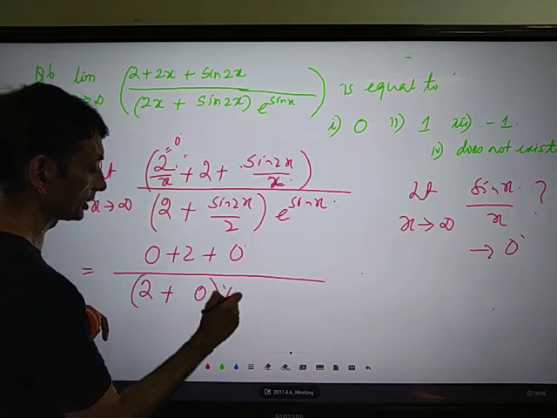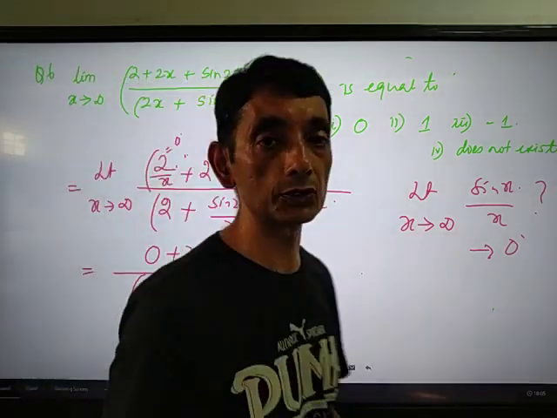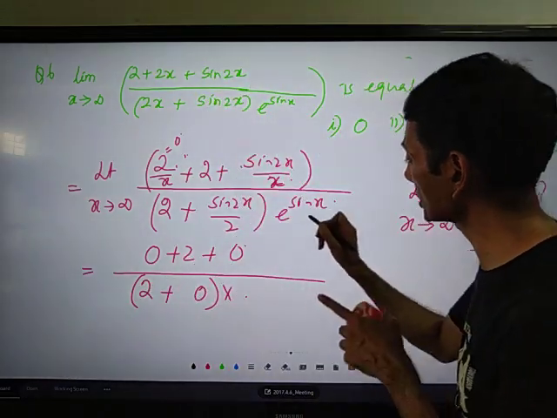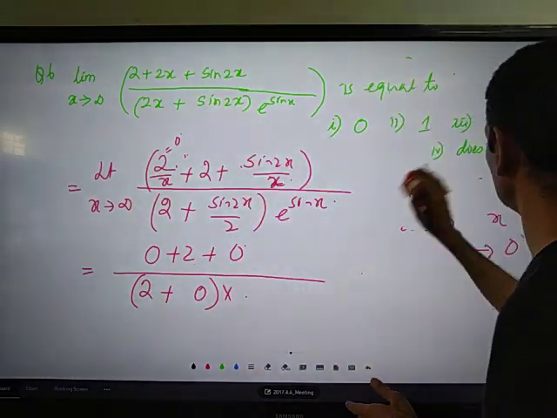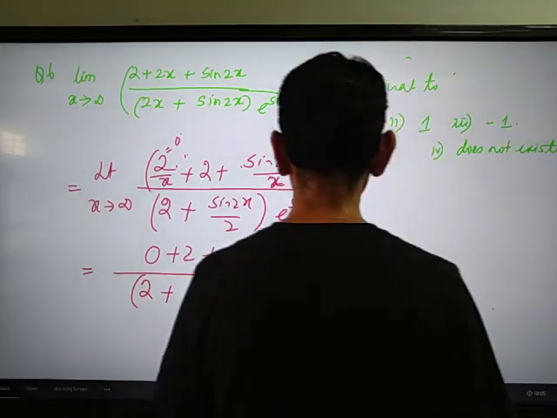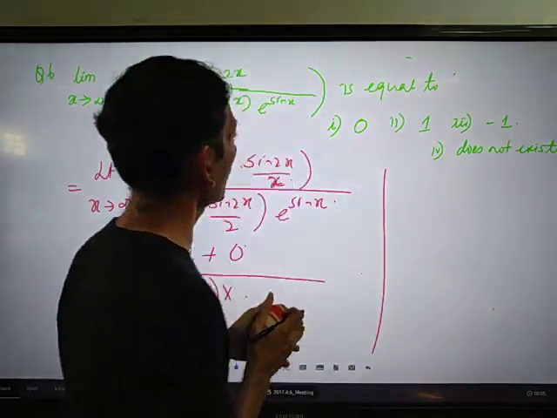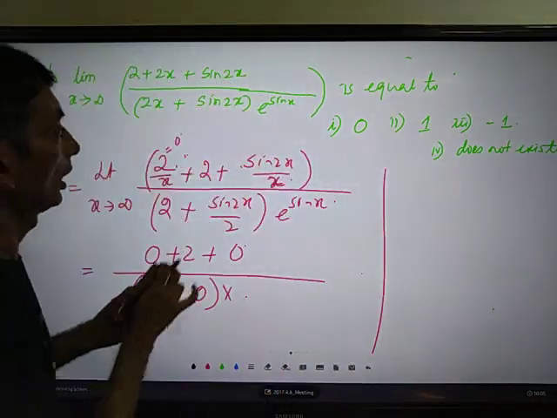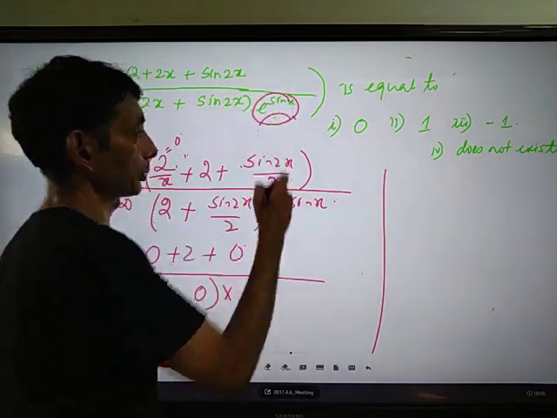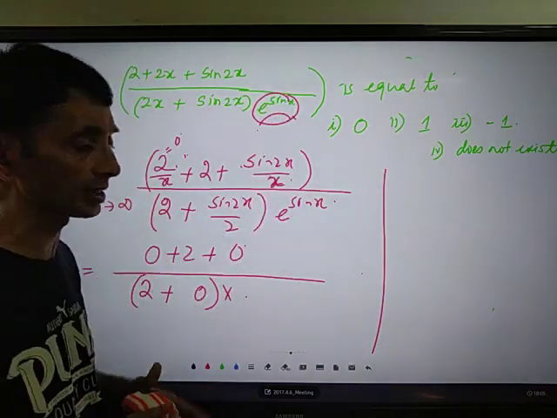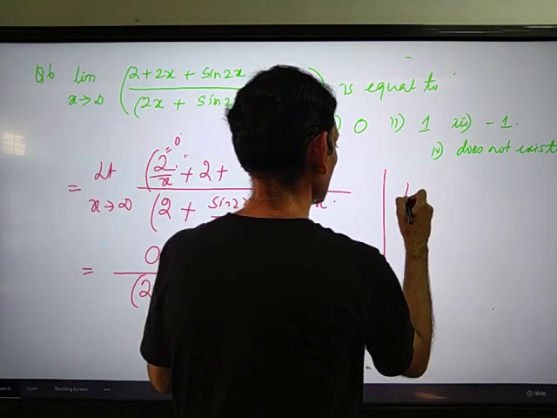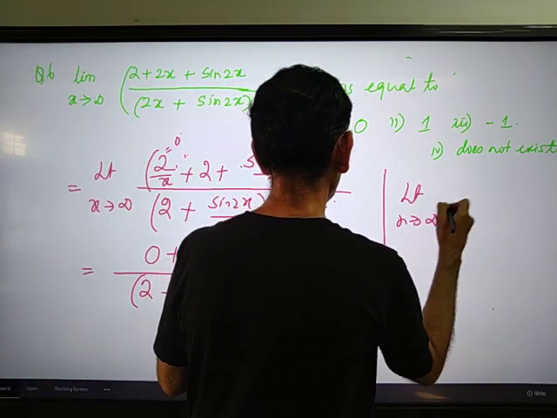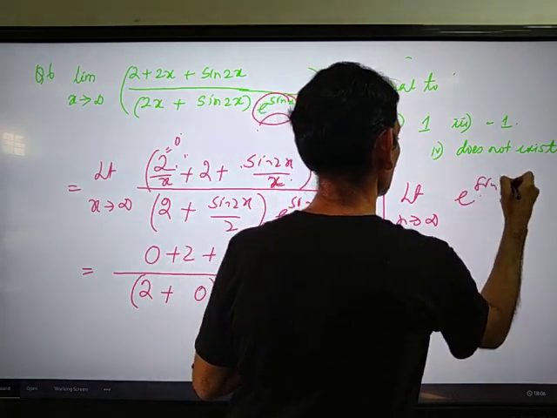And most important is this. For x tending to infinity, what is the value of e to the power sine x? I know this question is given basically for this expression. Otherwise, this is a very simple question. What is the value of this expression for limit x tending to infinity?